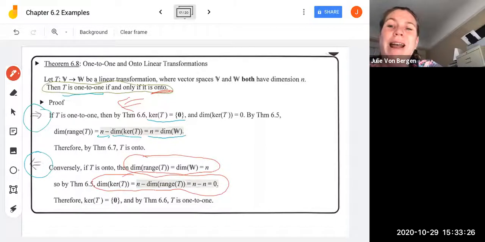Well, the only way that happens is if the kernel of T equals the 0 vector, and then we know from theorem 6.6 that if the kernel of T is the 0 vector, that means T is a one-to-one linear transformation. So we've shown both directions. So we've proven this relationship that when V and W both have the same dimension that we'll call n, then T is one-to-one if and only if it's also onto.